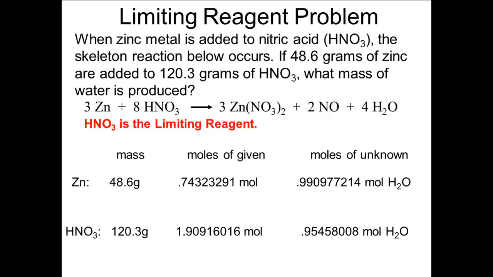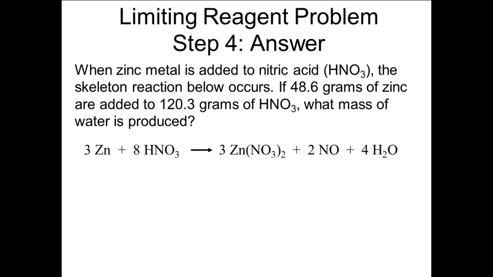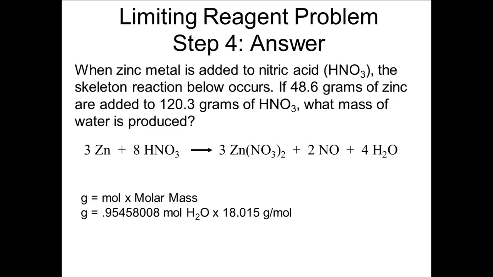Now that we have determined that HNO3 is the limiting reagent, we can ignore the zinc and continue with the problem. The answer. The answer is the number of grams of water. Grams of water equals moles of water times the molar mass of water. Grams equals 0.9545808 moles of H2O times 18.015 grams per mole, which equals 17.1967614.